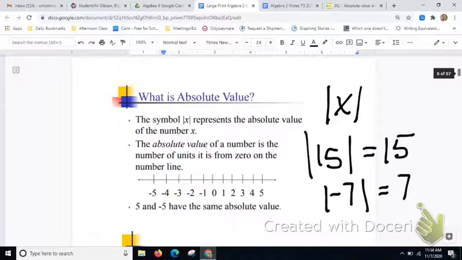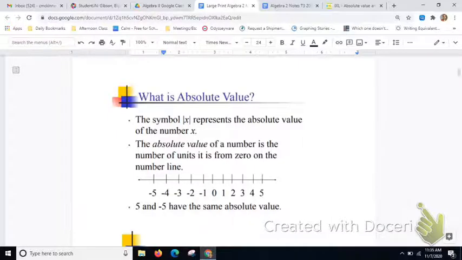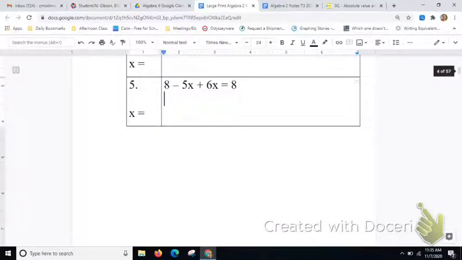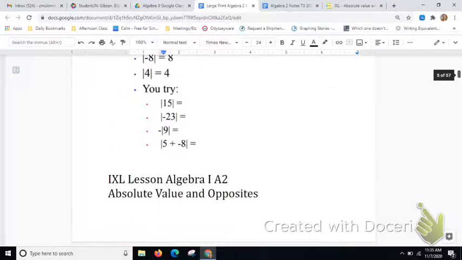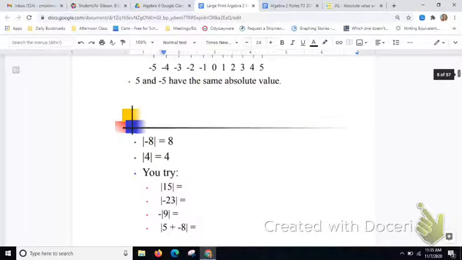It does not mean opposite. With opposite, we always change the sign. Absolute value is always expressed as a positive number. So you're going to have a chance to do a few here at the bottom. So try these. They also act as grouping symbols.